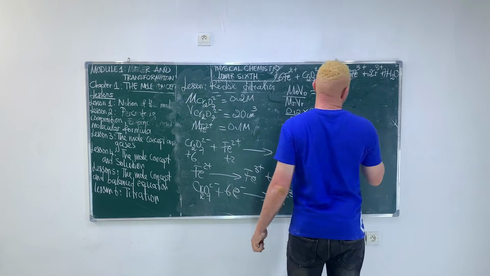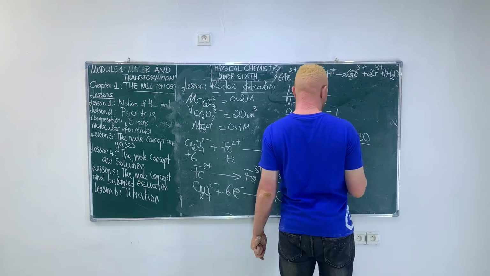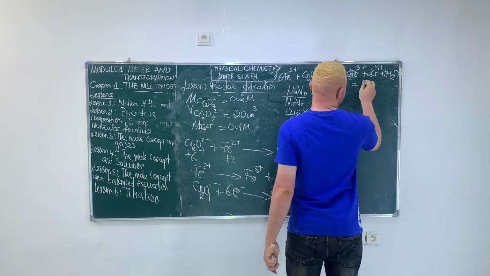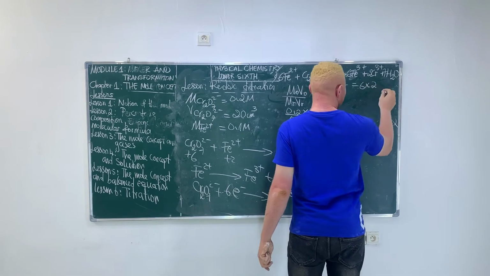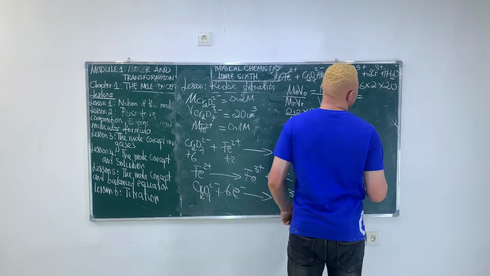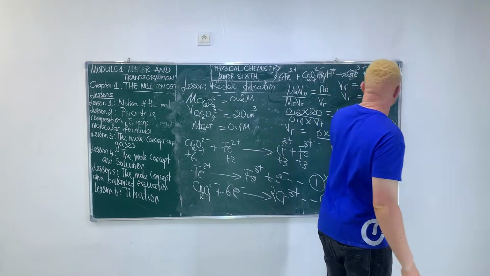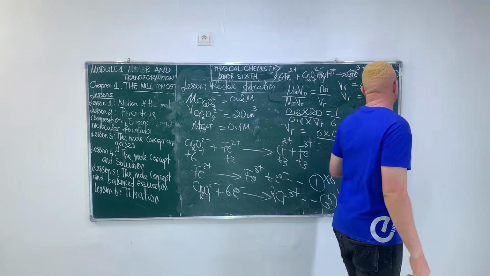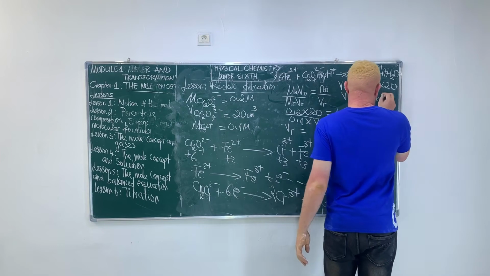So here we have 0.2 over 0.1, which is 2. VR equals 6 times 2 times 20, which is 12 times 20, which gives 240. So this is number one, and that's what you will be using.